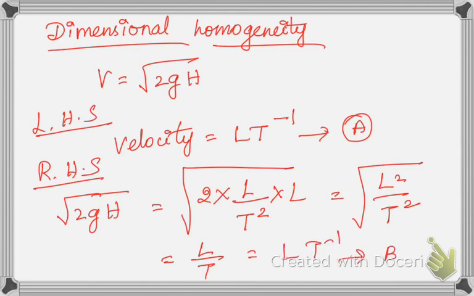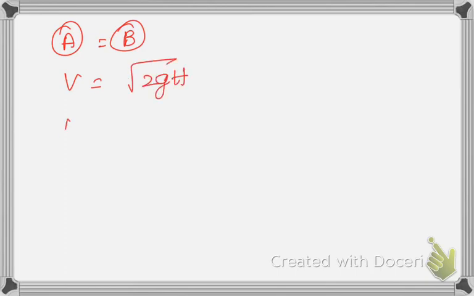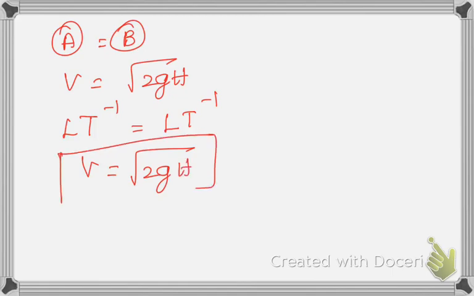So this is B. If you take this equation, A is equal to B, that is V is equal to root of 2gh, you have the dimension on the left hand side to be L T power minus 1, and the right hand side is also L T power minus 1. If this happens, then this equation is called a dimensionally homogeneous equation.